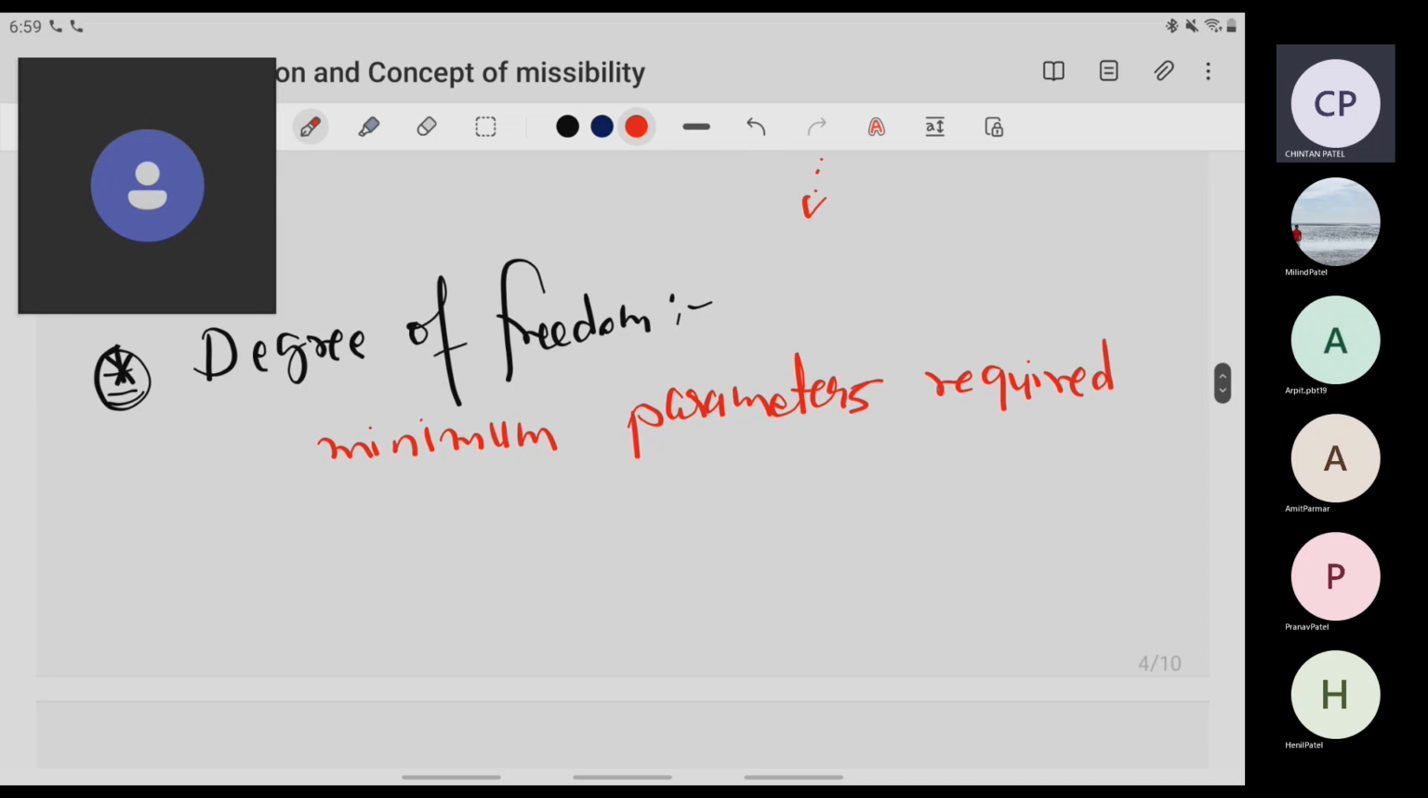I'm writing this definition. Just wait for 2 minutes. Just complete this namaz. Okay, you can listen to the noise maybe.